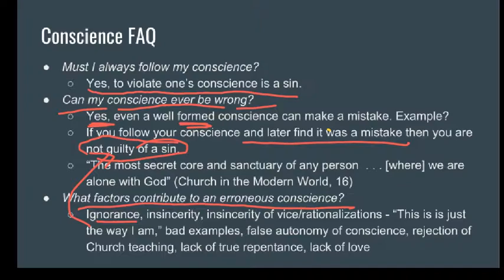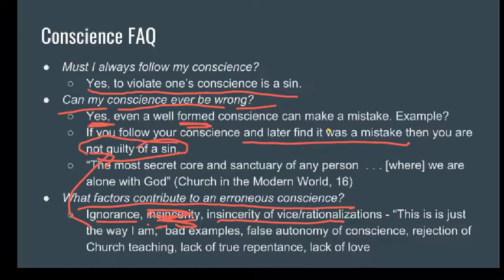She didn't know. Insincerity, I actually have this twice here. Insincerity of vice or rationalizations. So saying, this is just the way I am. When people say that, it shows a form of insincerity, that we remember vices or bad habits. None of us, we were all created in the image of God. Now, of course, we are fallen and we suffer from concupiscence, but none of us is naturally bad.